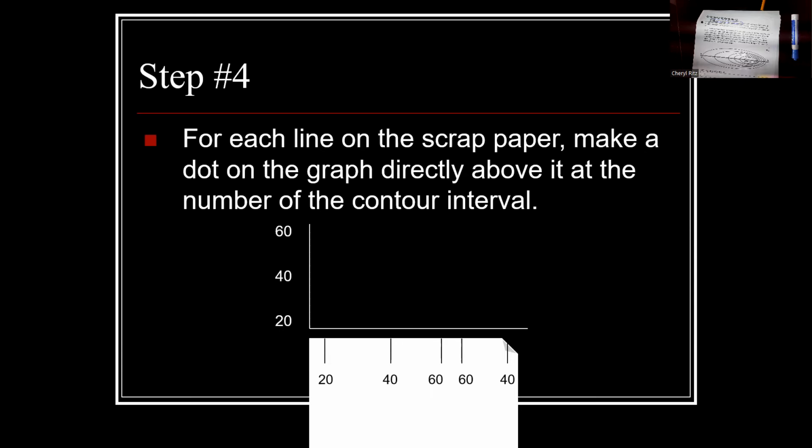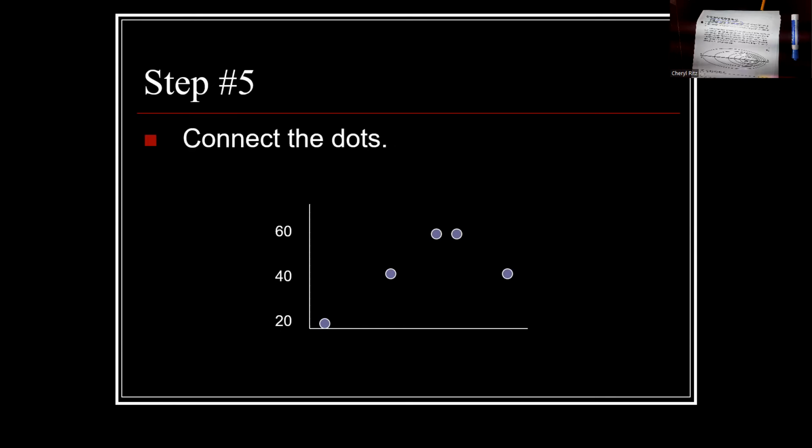So step 4 says for each line on the scrap paper, make a dot on the graph directly above it at the number of the contour interval. All that means is see the 20 mark you made earlier? Put a dot on the 20 line. See the 40 mark you made before? Put a dot at the 40. Lots of dots. Step 5, connect the dots.